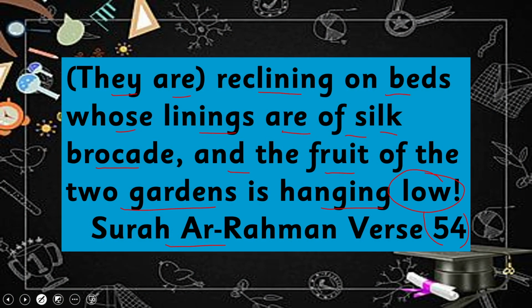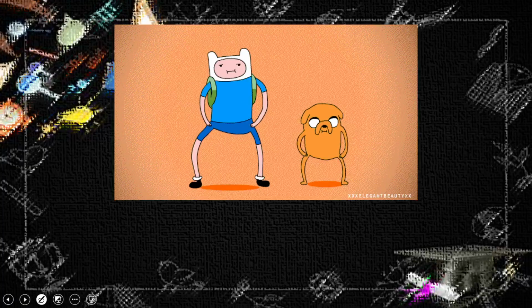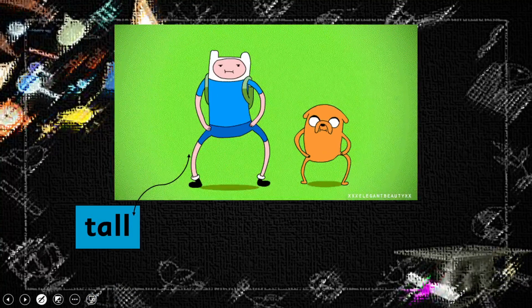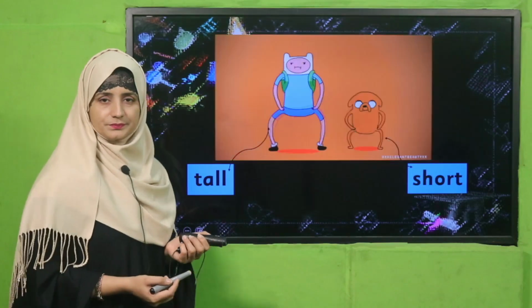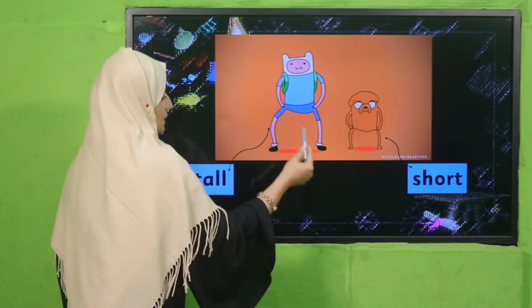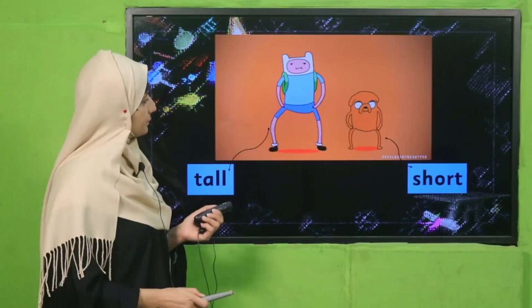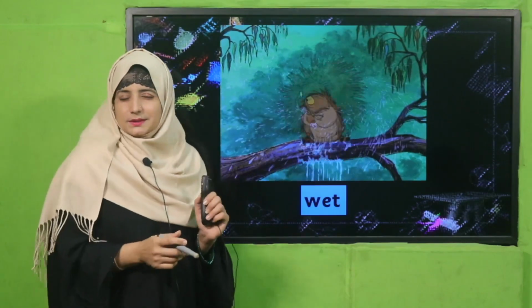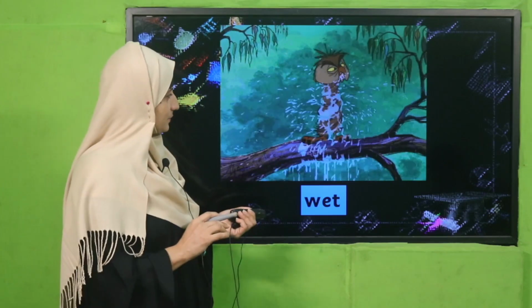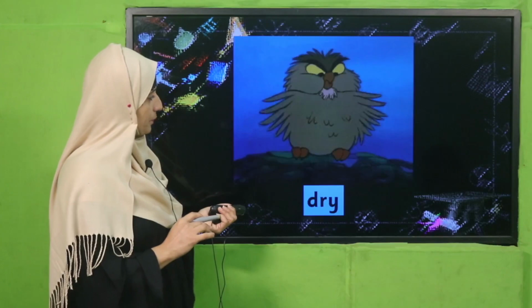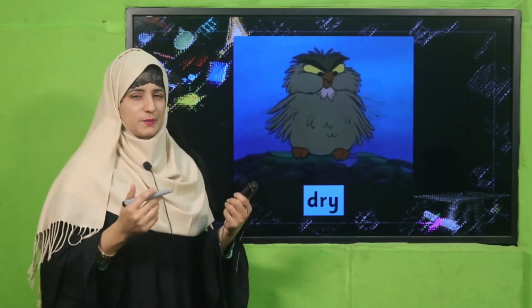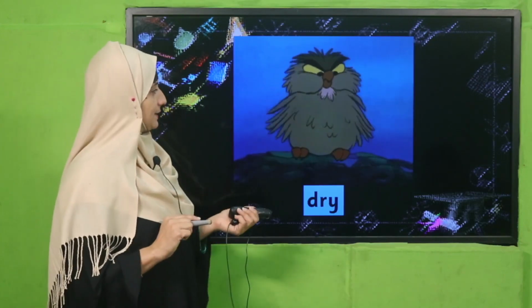What is the word low? So let's see, we are going to read about these words. What they are doing, who they are. See there, tall. He is tall. Can you judge? Short. Okay, tall, short. Next one, wet. Wet. You can see. Next, dry. Now it is being dried in sunlight.